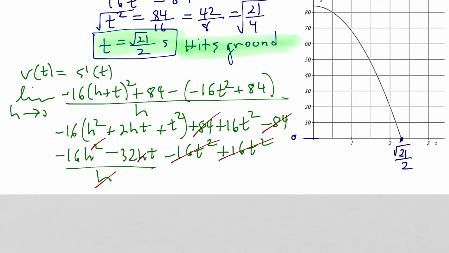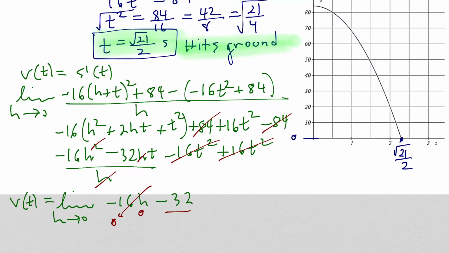So now v of t is equal to the limit as h approaches 0 of negative 16h minus 32t. So substituting 0 in, this is going to go to 0. So we're left with negative 32t. So the velocity function is, wait, what happened to my t? This t is right here, so it is negative 32t.